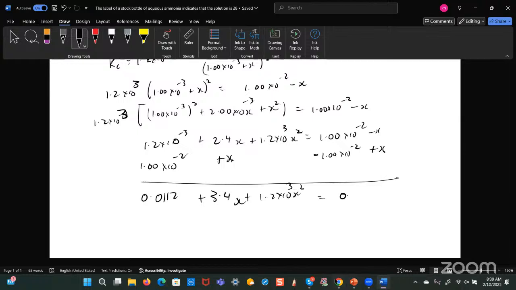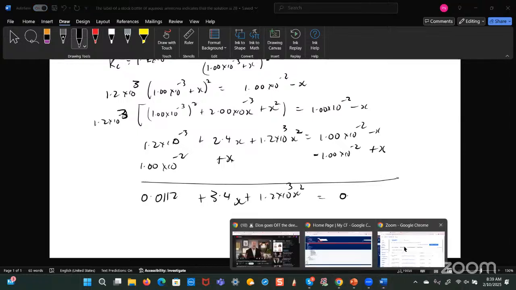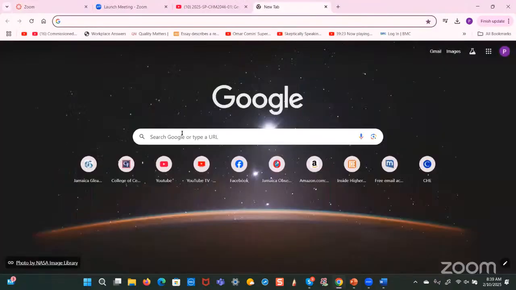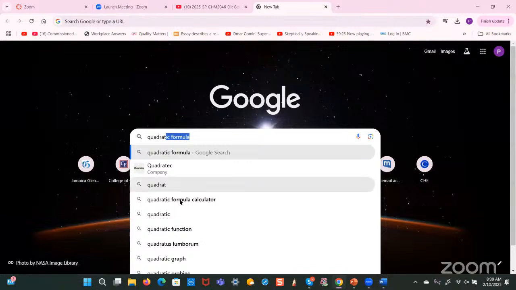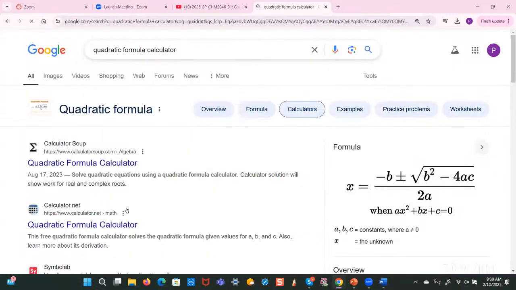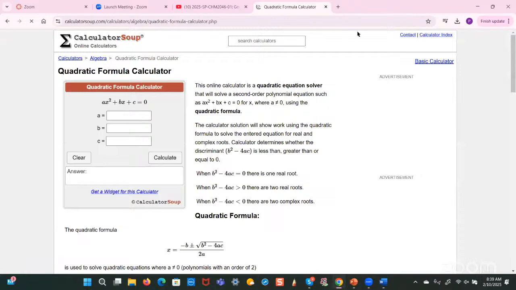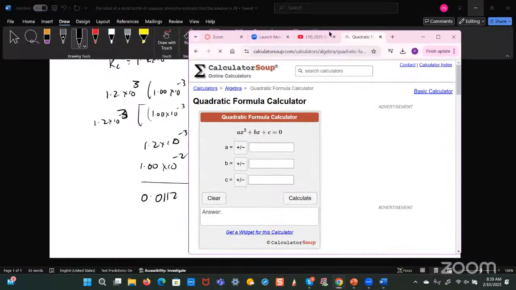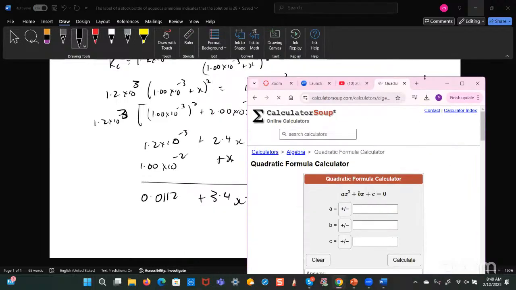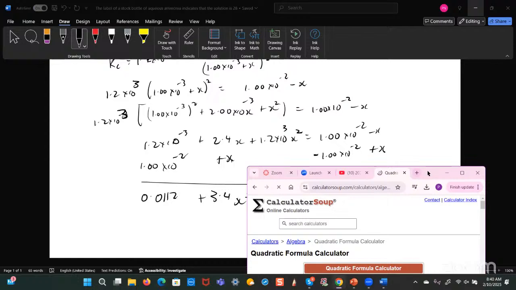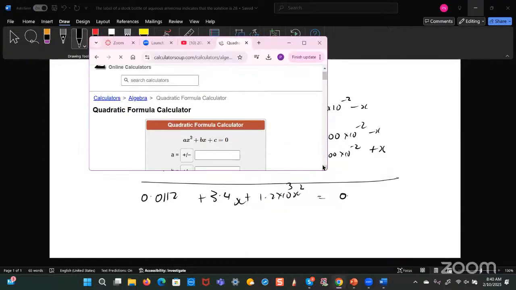Now, again, being the lazy person I am, I like to use the quadratic formula calculator that's available online, which unfortunately for you, you won't have access to during your test. So let me see if this is the one that I use very often. Okay. So this is what I'm going to use to solve for this.